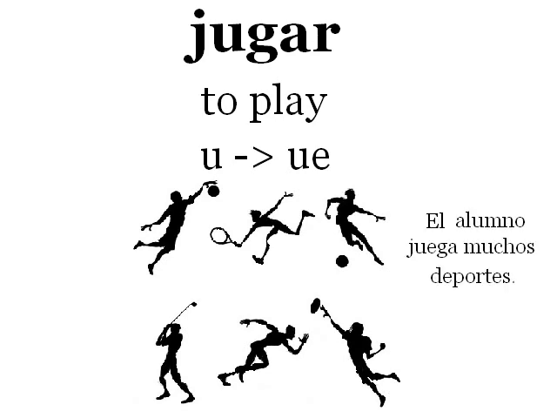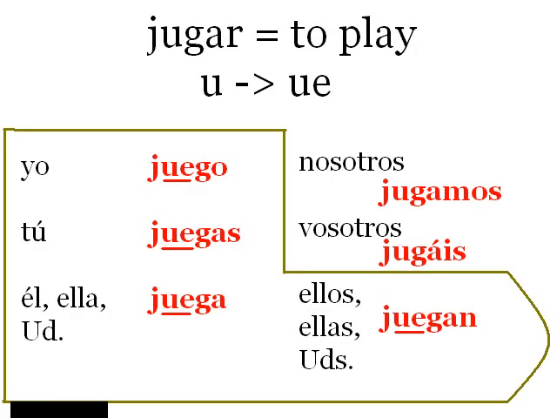El alumno juega muchos deportes. The student plays many sports. Yo juego. Tú juegas. Él, ella, usted juega. Nosotros jugamos. Vosotros jugáis. Ellos, ellas, ustedes juegan.